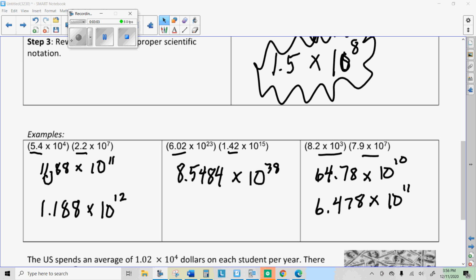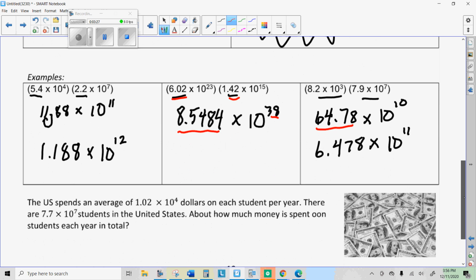All right, here's what I got. In the first one, it worked out really nice. This number, you didn't have to change at all when you multiplied those first two. And then you just added the powers and got 38 for your power of 10. This one you did have to change it. This number was too big, so we made it 6.478 times 10 to the 11th.